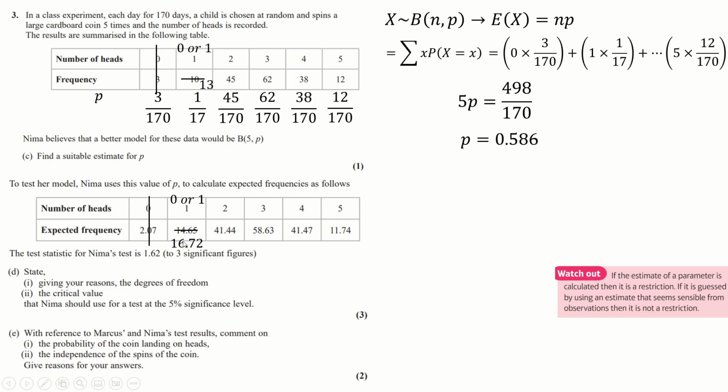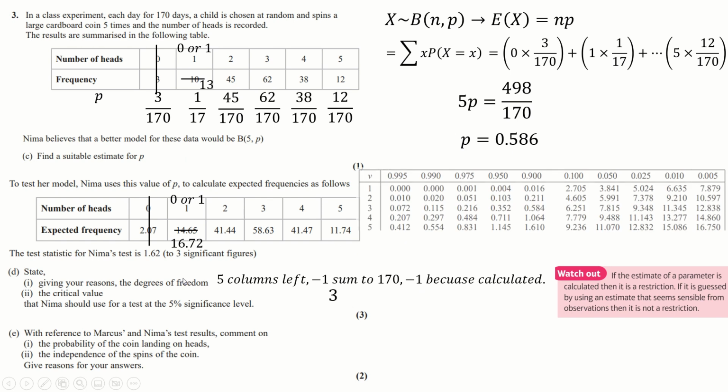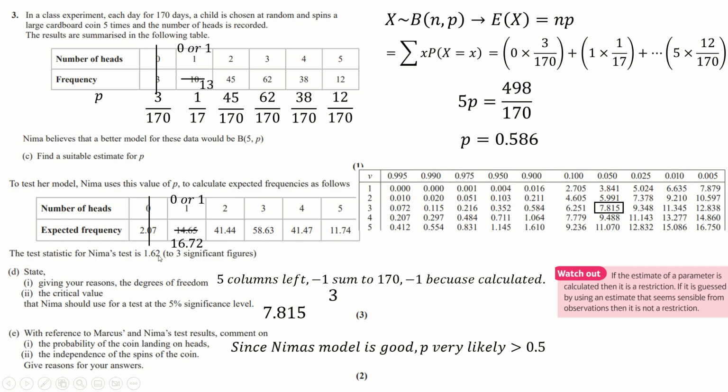We have the restriction that they still need to add up to make 170, and we also have the restriction because that p-value was calculated doing some sensible maths and not just a guesswork. So we're only down to 3 degrees of freedom now. The critical value, if we look in the table for 3 degrees of freedom and 0.05 again, I think is what we're using, is this, and her value is way less than that. So it's a very good model. So it's not in the critical region. It's a very good model.